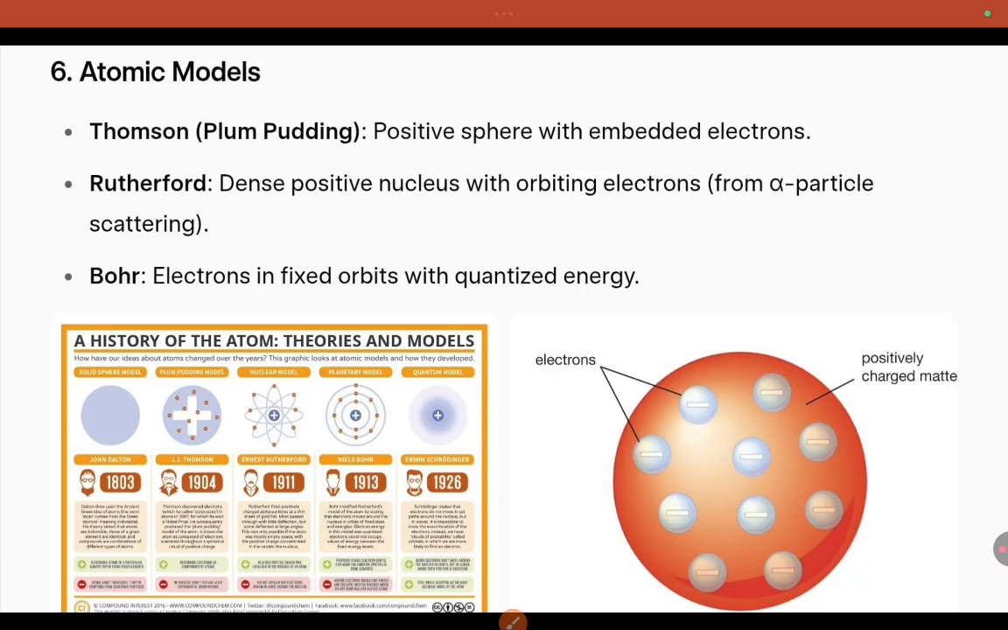So Thomson proposed the plum pudding model. That is a positive sphere with embedded electrons, just like a watermelon. Rutherford: a dense positive nucleus with orbiting electrons. That is nothing but alpha particle scattering. Bohr: electrons are in fixed orbits with quantized energy, which is against classical physics. So here is the history of the atom.